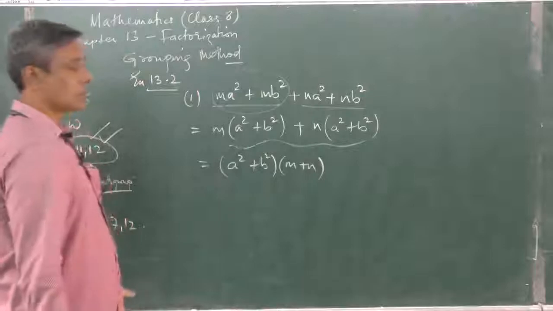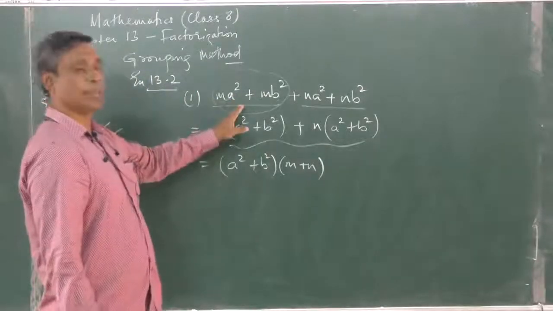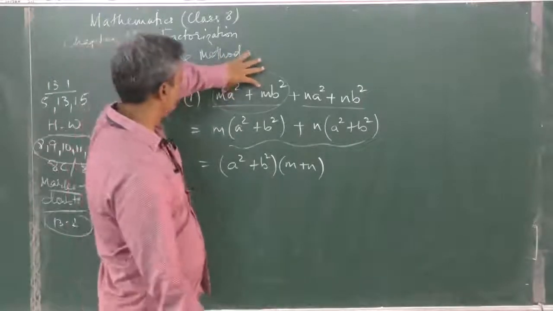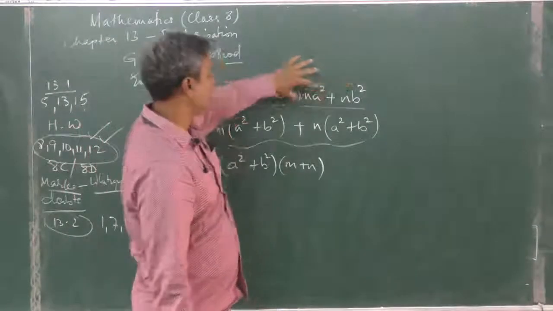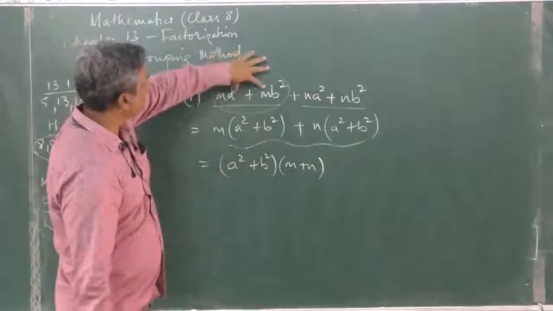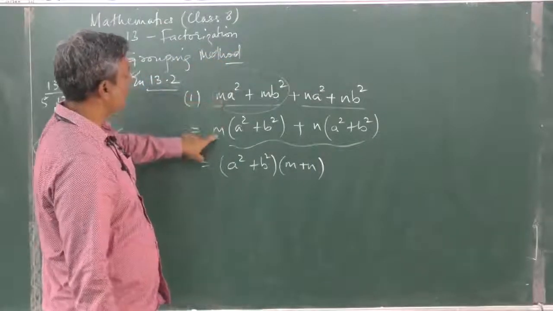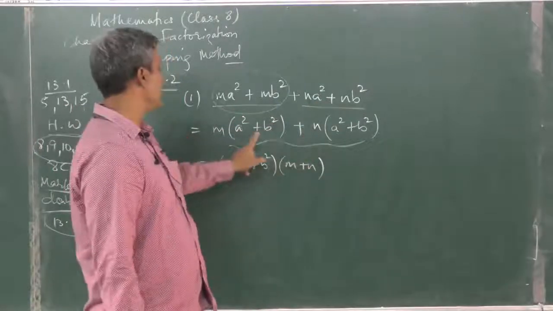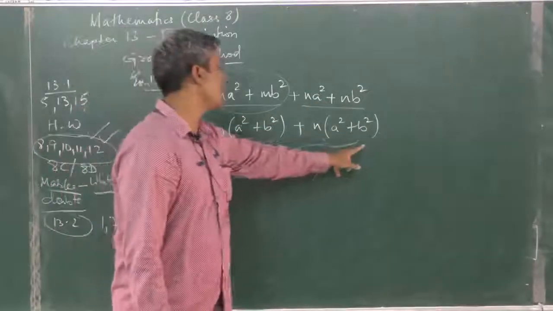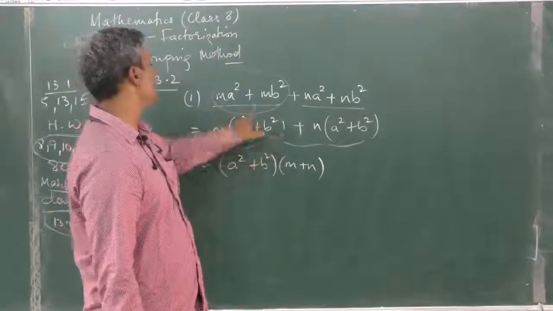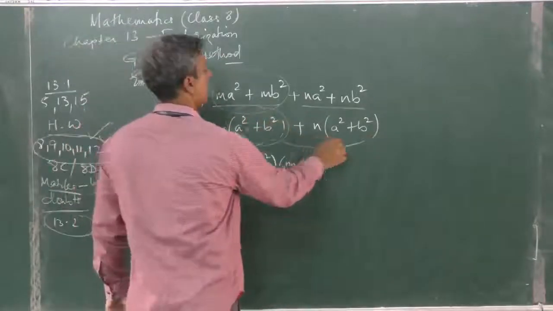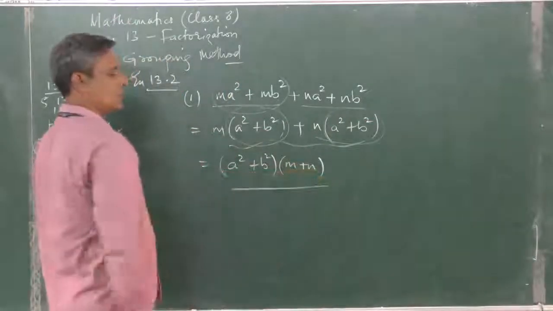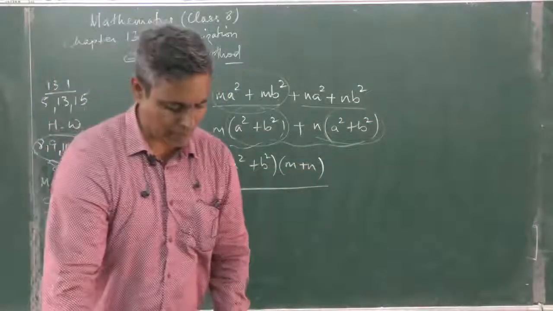So what are the steps in this? First step, get it in groups of 2 terms each. 2 terms in this group, 2 terms in that group. Then look at these 2 terms and take out what is common. And look at the other 2 terms and take out what is common. By the time you finish, you will now have something like this. And in this you can see A square plus B square is common in both. So what remains? M plus N. And this is your answer. This is called grouping method.